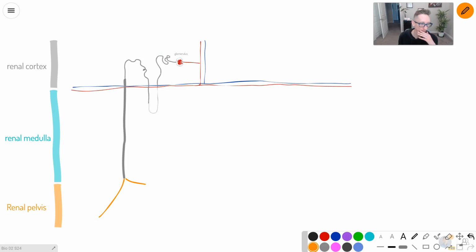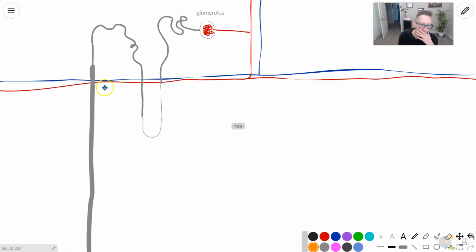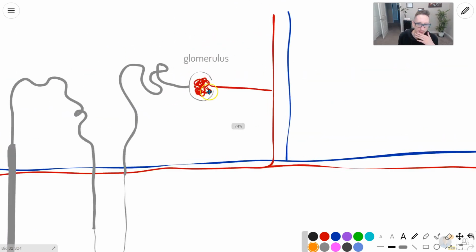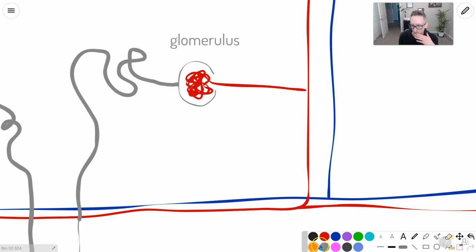Okay, so this part is the glomerulus. This is where liquid, like the plasma from the blood, filters out into this kind of cup or into this plate. And then it goes all down through here. And it continues on. Actually, I'll draw that as just some arrows, just to make it a little clearer. Okay.